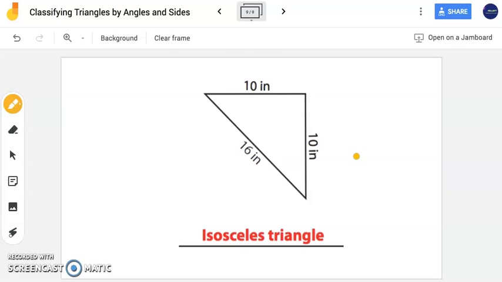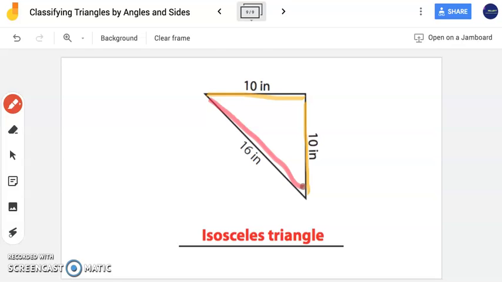Now, finally, we have an isosceles triangle. Now, I can prove that this is an isosceles triangle by looking at my given side lengths. I see here that this side length is 10 inches, and this side length is also 10 inches. So I'm going to keep those both in yellow, and I'm going to highlight my other side length of 16 inches. Now the two side lengths that are both in yellow, they're the exact same side length, but the third side length is a different side length measurement. Therefore, we can classify this as an isosceles triangle.